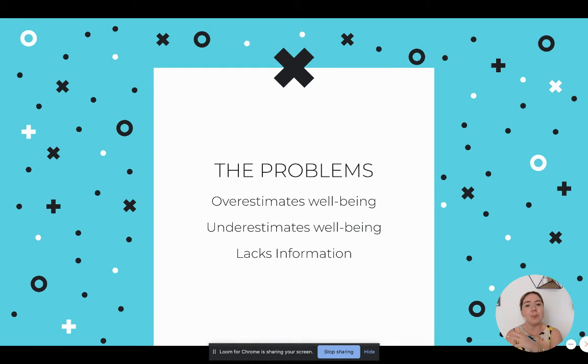We don't count unpaid labor. So the resource and output of volunteer activities isn't counted, but it generates output, okay? So there's sometimes an underestimation of the well-being in the community because it's not counting in every element of the community. And of course, lastly, it just lacks a lot of information.